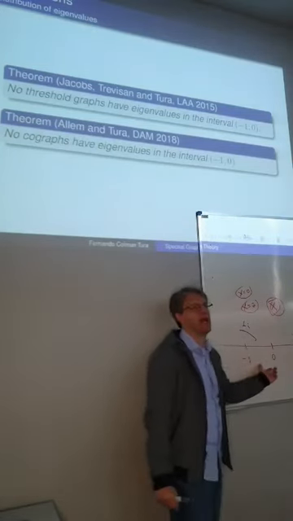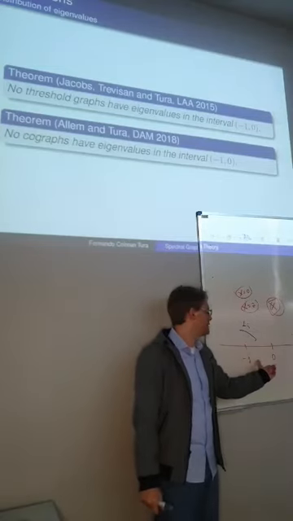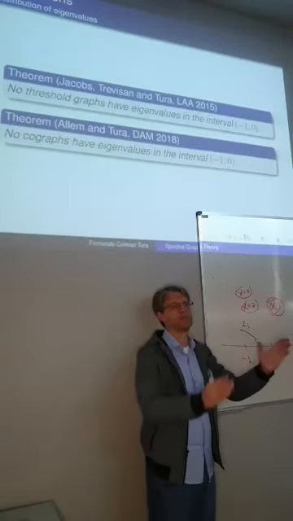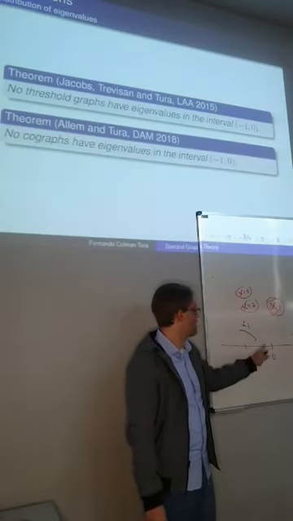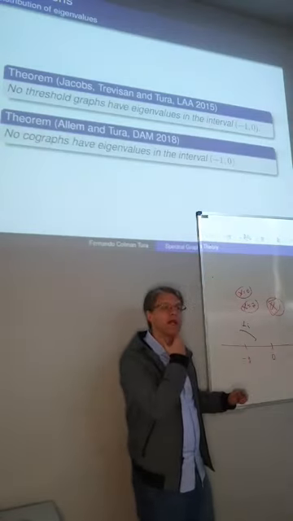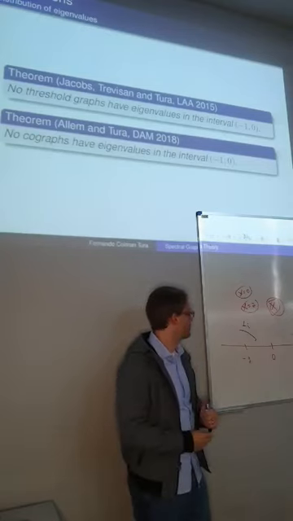Why some classes of graphs don't have eigenvalues in some subinterval? This is very interesting. Okay? You use the diagonalize algorithm to prove this. Okay?